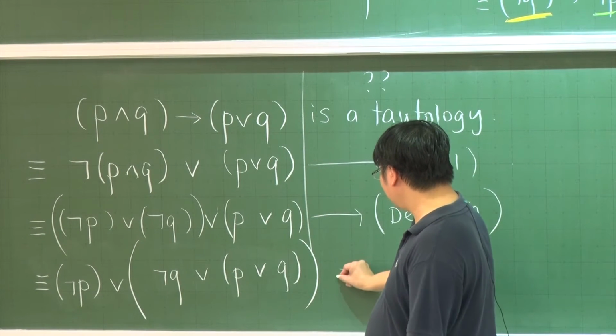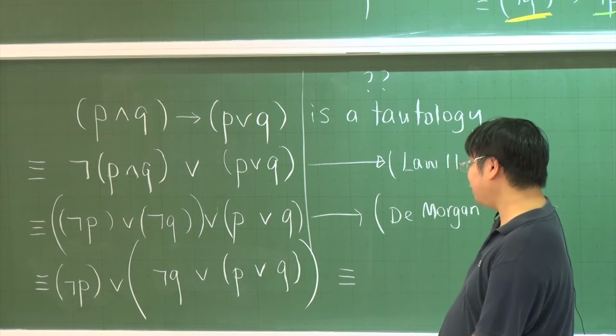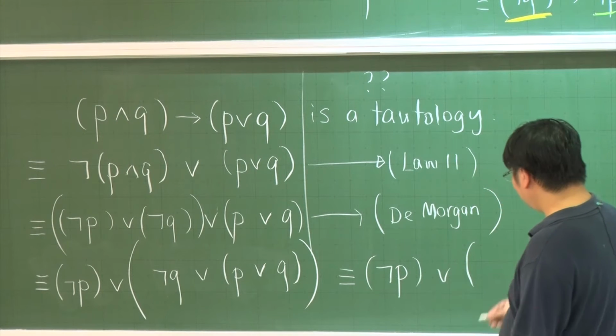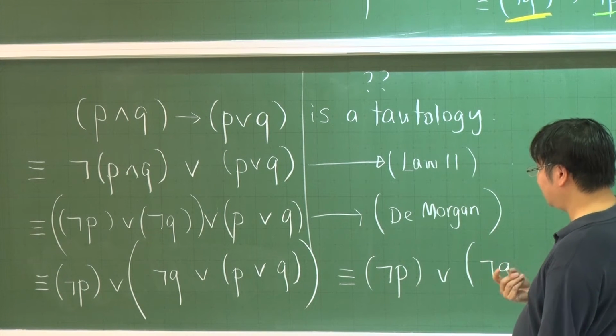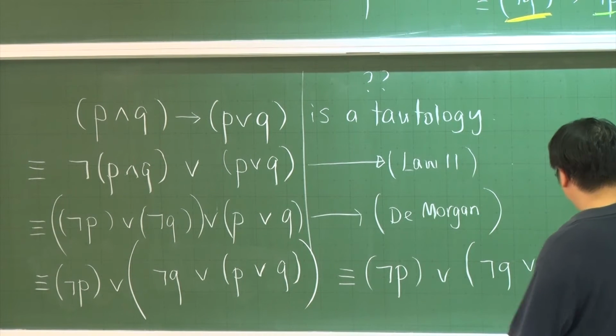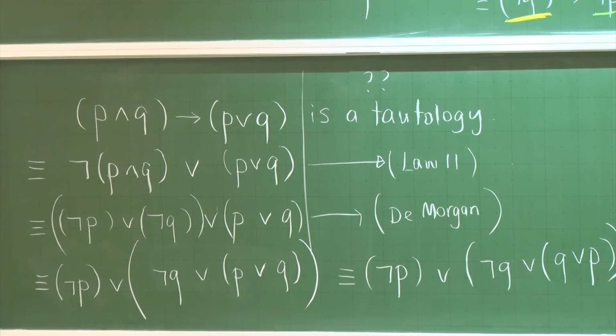So this is equivalent to what? Equivalent to, so we write down not P, the first one, or this one, not Q or Q or P. Okay? And then which law am I using? Anyone? Yes. The commutative law, right? So I'm exchanging P and Q. Okay, why do I need to be very careful? Because it is not always true that any operation is commutative.